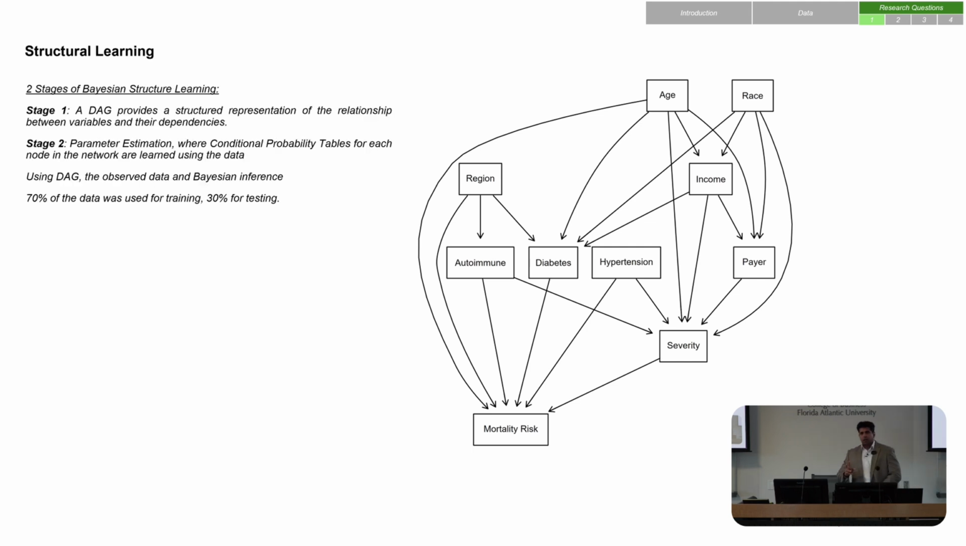So, two stages of Bayesian learning. The first stage I talked about is the DAG. The second stage is the parameter estimation, where you use your prior, your DAG, and your data to come up with the posterior, which is your conditional probability estimates. For this study, we use 70% of the data as training data and the remaining 30% for testing, because we're going to see, if we build this model, how it is going to generalize to data that's not seen before.